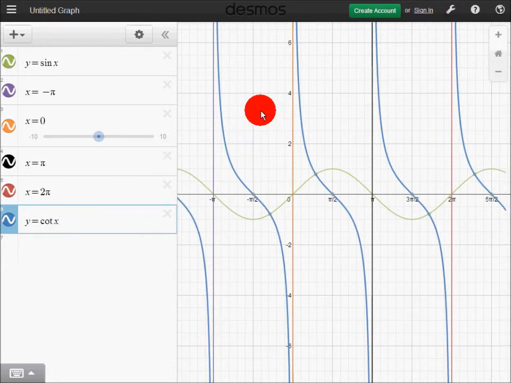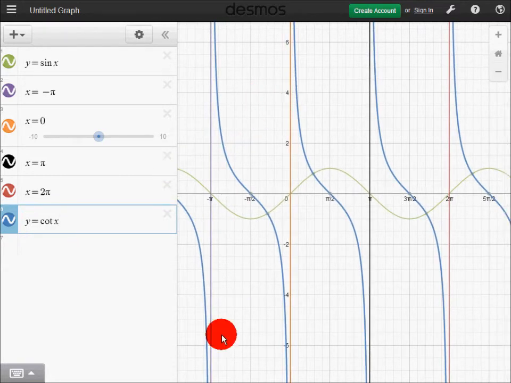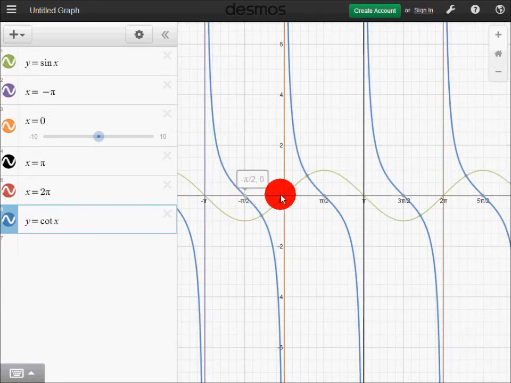So the blue is the cotangent. Whereas tangent went from low to high, hitting 0 in the middle, cotangent is going from high to low, hitting 0 at odd intervals of pi over 2. So negative pi over 2, 1 pi over 2, 3 pi over 2, 5 pi over 2. That's when the cotangent hits 0.